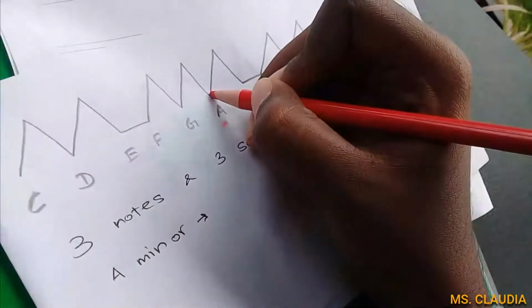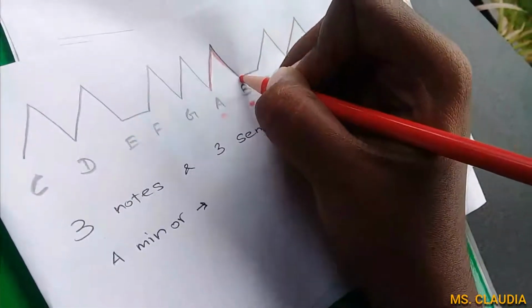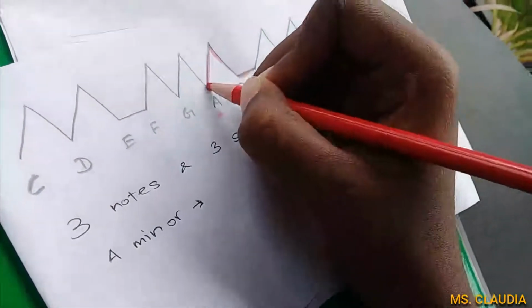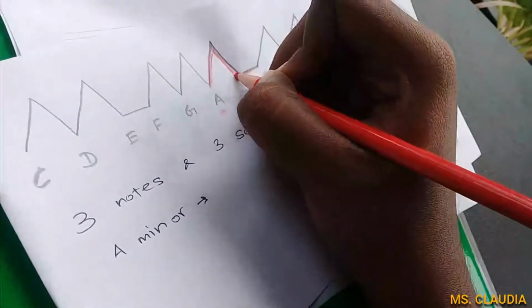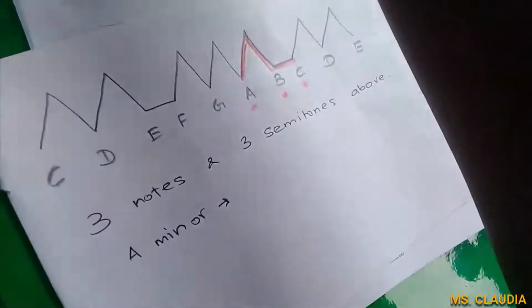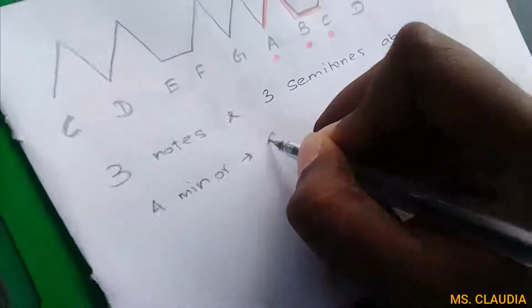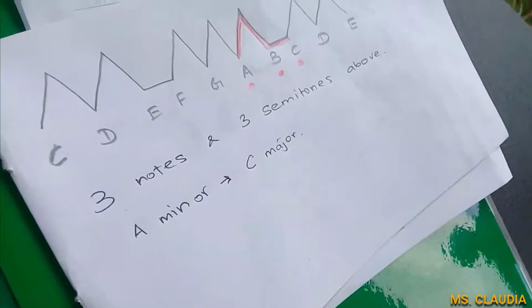And from A you go 3 semitones above. 1, 2, 3. This is how you go 3 semitones above. So you land on C and your relative major is C major, right? Let's look into another example.